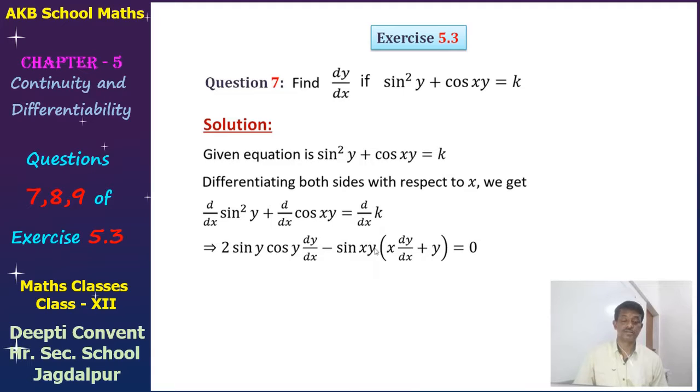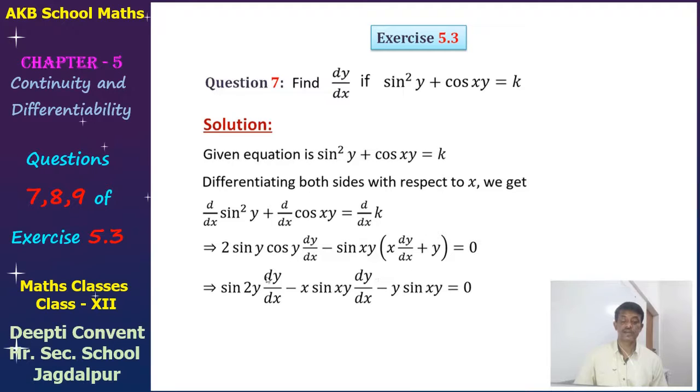So this is the derivative of cos xy. Now here, multiply sin xy to this, then finally we get like this: 2 sin y cos y means sin 2y dy by dx, minus x into sin xy dy by dx, minus y sin xy.